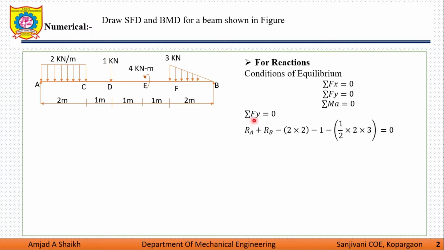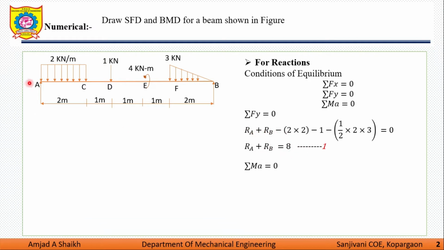We are doing the summation of forces here. The 4 kilonewton meter is a moment, so we are not considering the moment here. Next, conversion of this UVL into point load. This is a triangle, so we convert this UVL into a point load such that it equals the area of this cross section. So 1 by 2 into base, which is 2 meter, into height, which is 3 kilonewton. So 1 by 2 into 2 into 3 is the conversion of this UVL into point load. Next, we get Ra plus Rb is equal to 8.